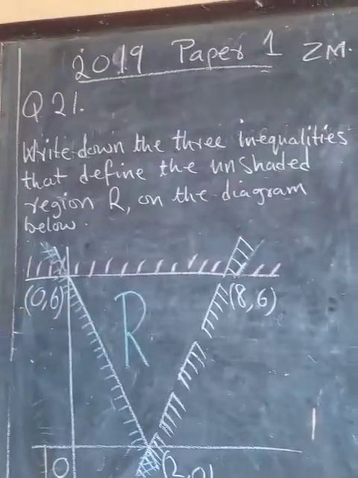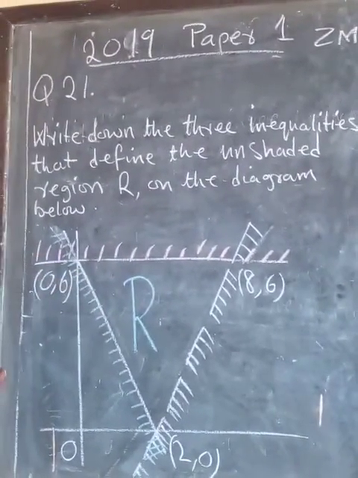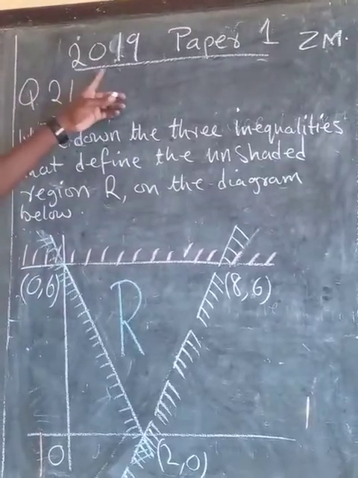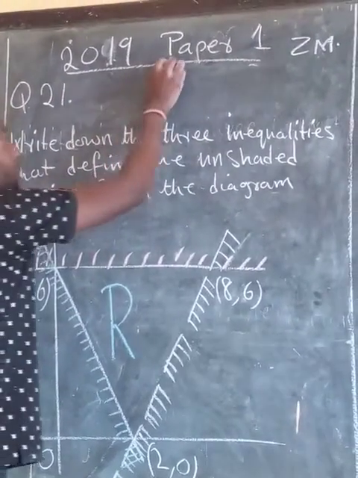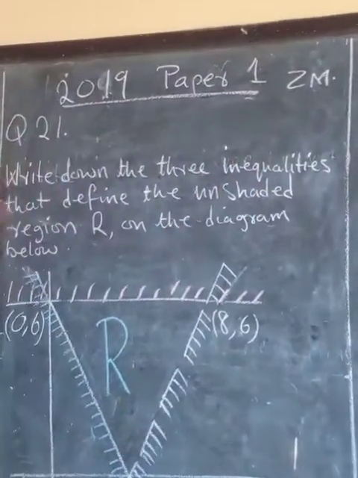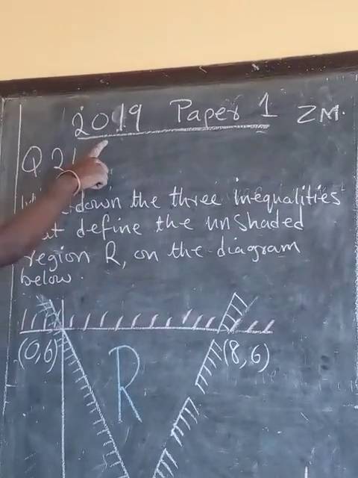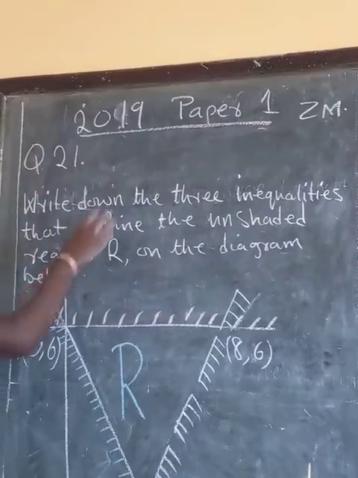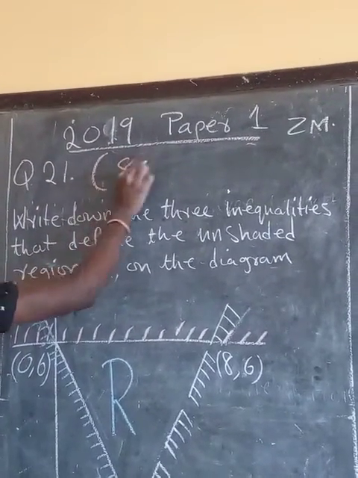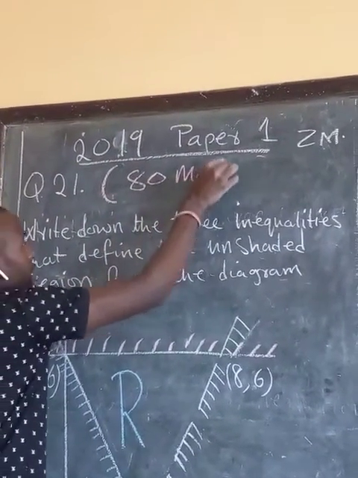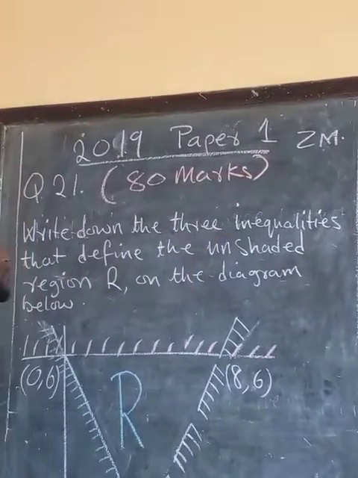So why are we doing this question? This is a very important question because it comes in paper 1 of the Zambian syllabus past papers. We have seen that this came in 2019, question 21. And we know that paper 1 carries 80 marks. 80 marks only, that is your paper 1.